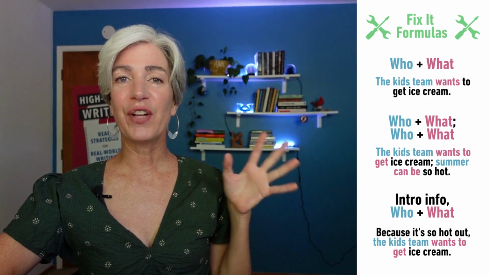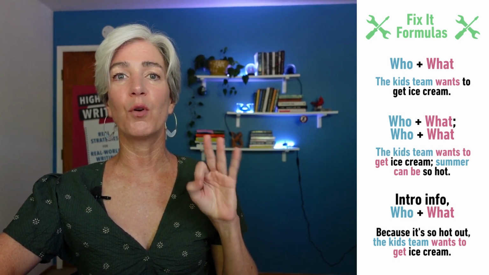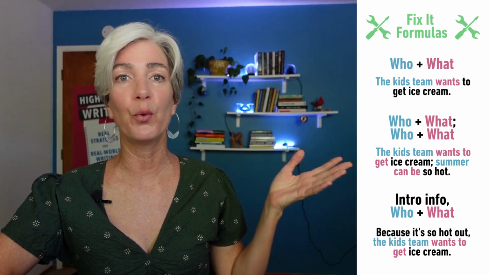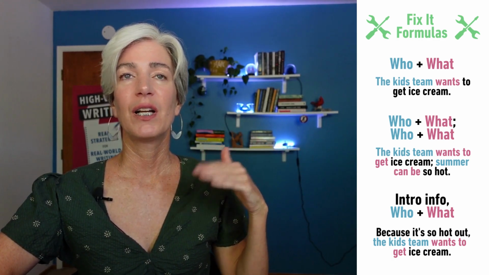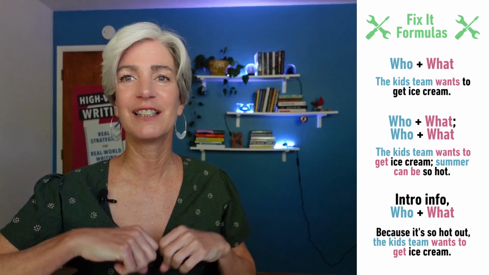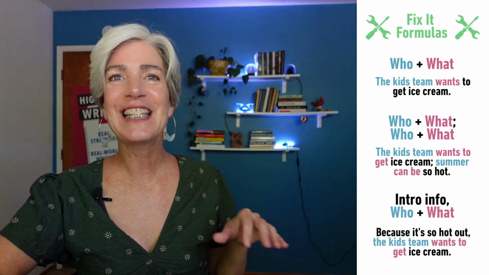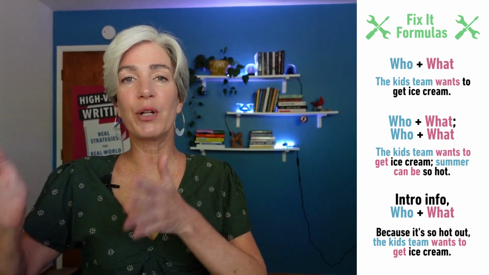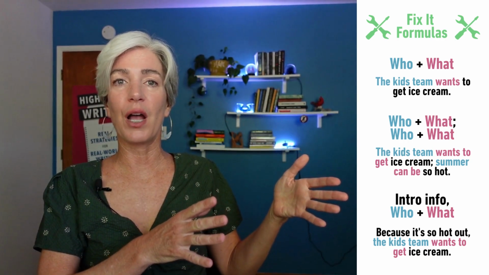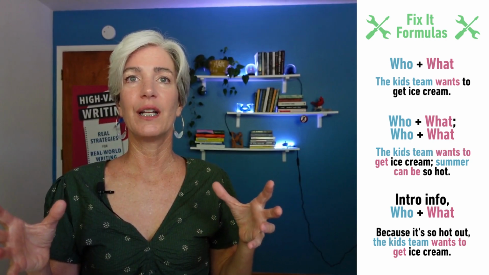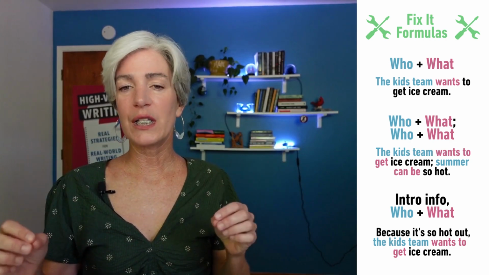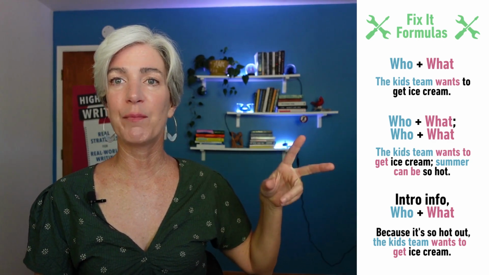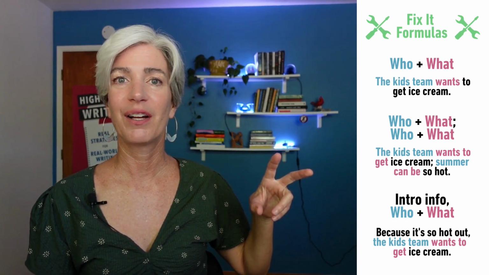So here are your fix-it formulas, 3 formulas that will prevent you from having either a fragment or a run-on. The first is a simple who, what. The kids team, and by here I mean team of kids, not kids' team. The kids team wants to get ice cream. Or we can do who plus what, semicolon, who plus what, as long as the topics are related. The kids team wants to get ice cream. Summer can be so hot. Summer can be was my second who, what pair.